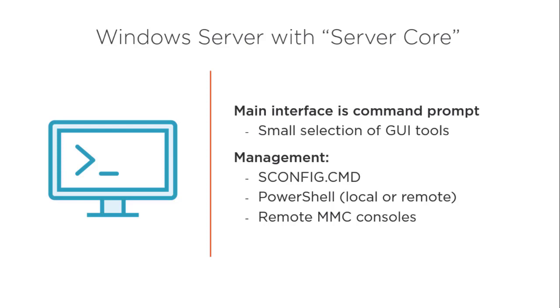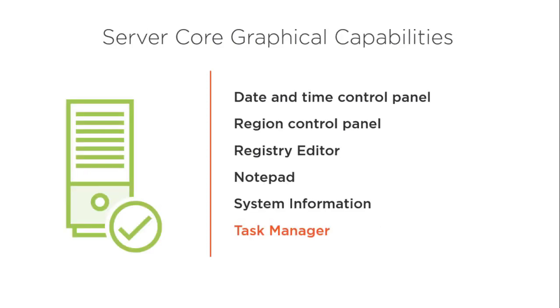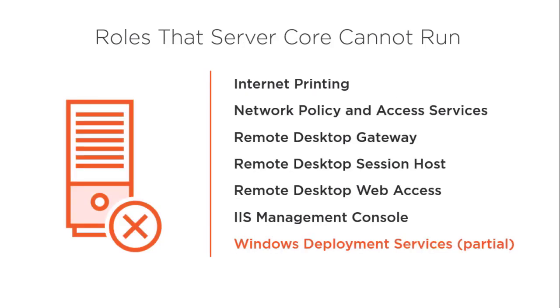Server Core also has some limited graphical tools for controlling the server. In Server Core we can control the date and time control panel. We can also access the regional control panel, registry editor, Notepad, system information, and Task Manager. These are some capabilities built into the Server Core environment of Windows Server 2019.